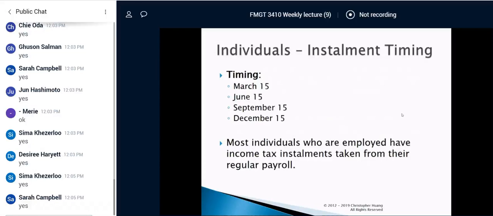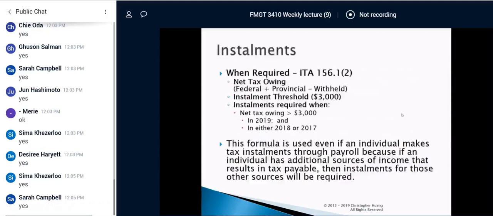Okay, now most people out there will just be like, whatever, I'm just going to pay what CRA tells me to pay so that I don't have to worry about it. Okay, but if you're someone who's trying to min-max your situation, then you're going to want to know the rules around the installments. Okay, so how do installments work? First off, there's a threshold, and the threshold says if you owe the government more than $3,000 net tax in a year, then you're going to have to pay installments.